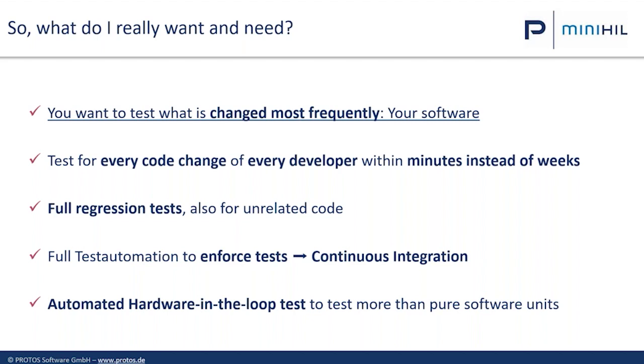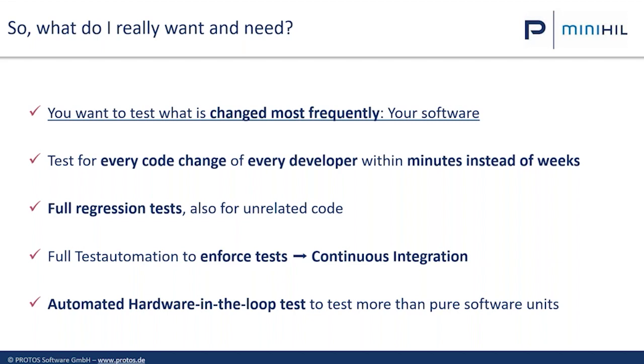Then you want the full regression test also for unrelated code, because you know the situation: you change something over there and suddenly something over there doesn't work anymore. You have side effects in embedded software more than in normal software. You have restricted resources, for example shared resources like IOs and interrupts and so on, or also the memory. So you need to run a full regression test after every change.